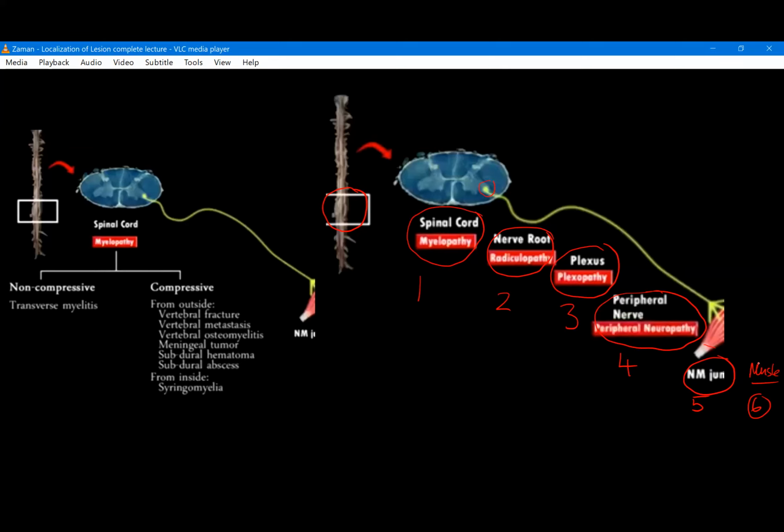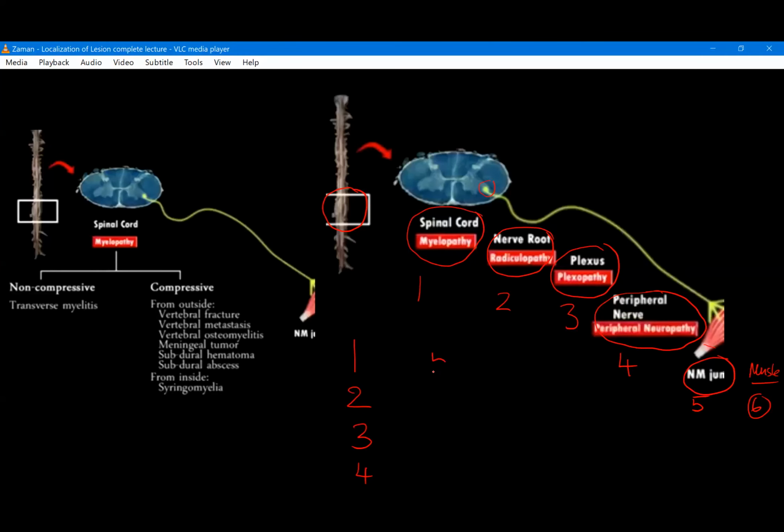So you must have, as postgraduates, the features of myelopathy, root involvement radiculopathy or plexopathy, peripheral nerve involvement, neuromuscular junction, and then the muscle involvement. You must have a very clear idea about the features of each one of these.